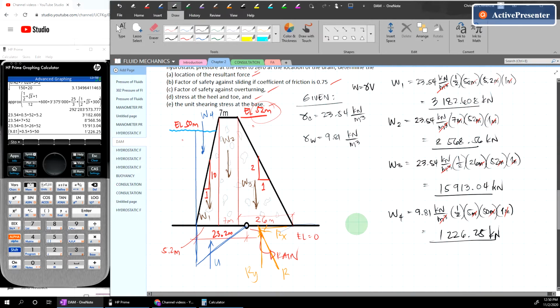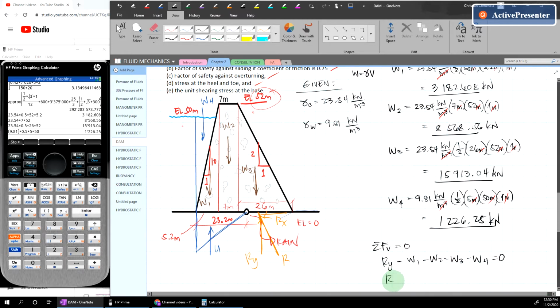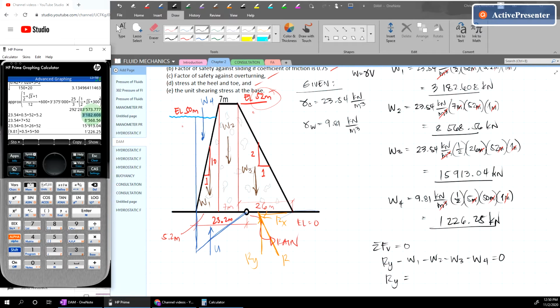So if we sum up, so to determine yung value ng Ry, so we need to sum up forces along the vertical. Okay, so lahat ng mga weights natin are downward forces. Okay, then Ry, then minus nung weight 1, minus nung weight 2, weight 3, and weight 4. So that will be equal to 0. So we can solve for Ry, which is yung summation nga lang nung lahat ng mga downward forces natin. So i-add ko lang isa-isa to.